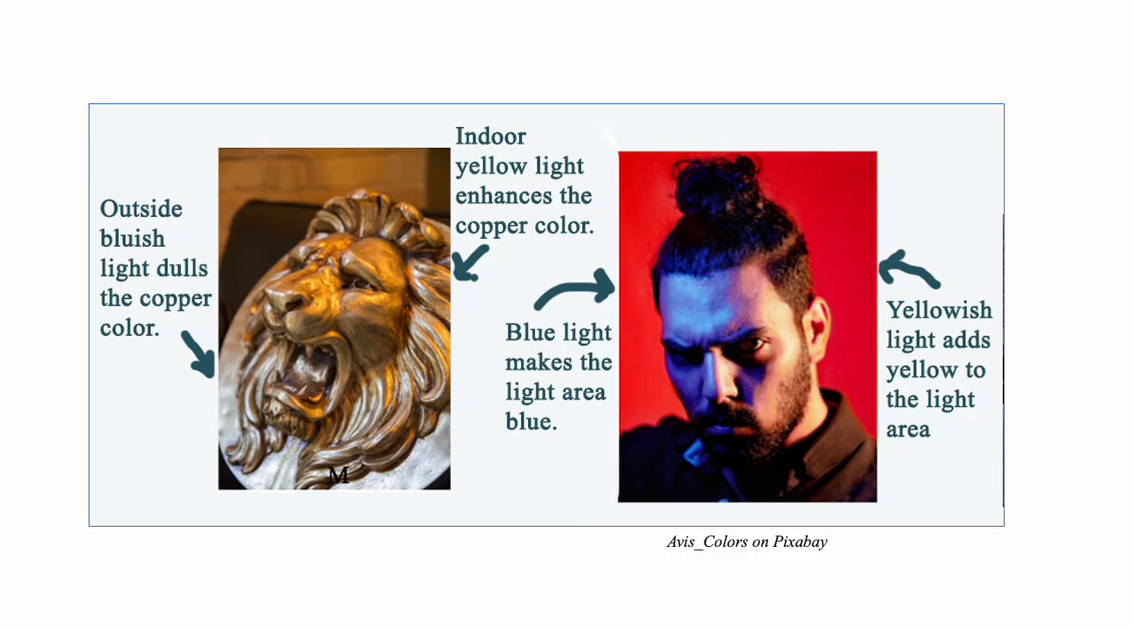In this first example, this lion gets bluish outdoor light that dulls the copper because blue and the orange from the copper are complementary colors. He also receives indoor yellow light that enhances the copper because the yellow and the orange from the copper are analogous colors, and we'll get to that when I talk about colored light. This man has blue light on one side of his face and yellow light on the other side of his face.